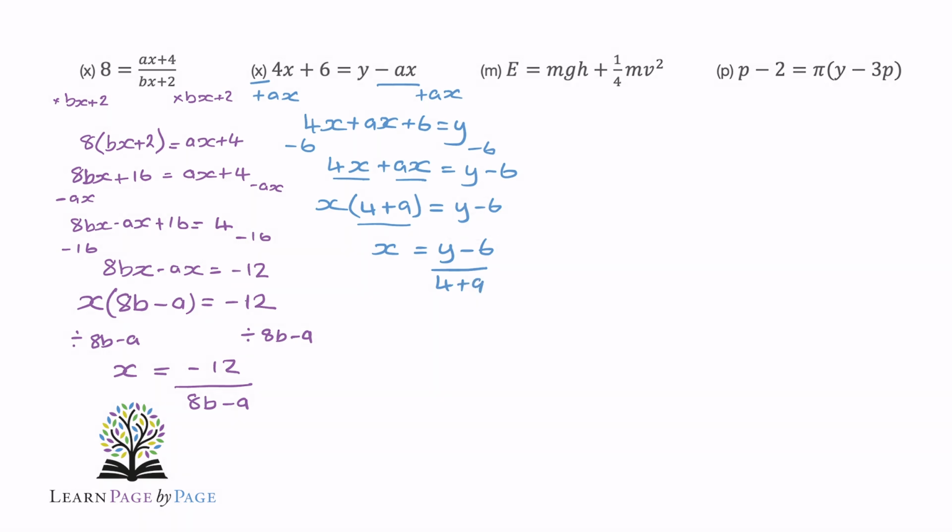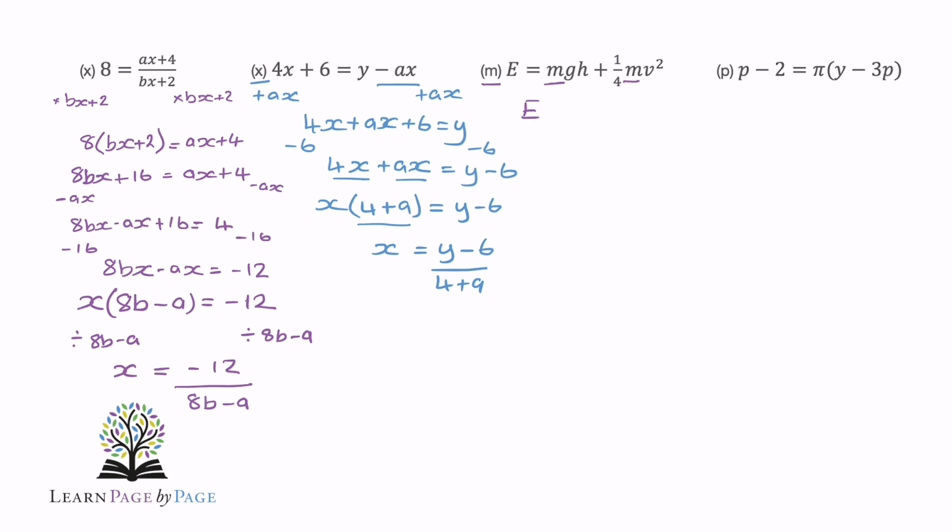Now let's look at this one. Here they want m as the subject of the formula, and we've got an m there. We've also got an m here. And with this one, where we have m, they're both on the same side. So I think the best thing to do here is to factorize as we are.